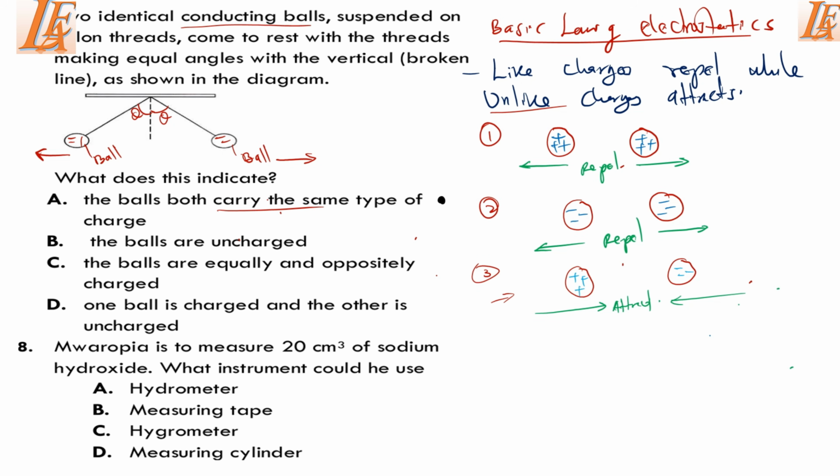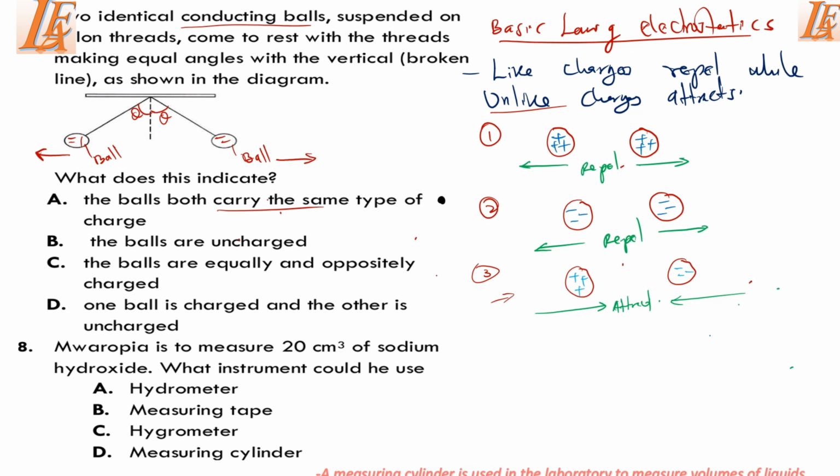The 8th question, Maropia is to measure 20 cubic centimeter of sodium hydroxide. What instrument could he use? A, hydrometer, B, measuring tape, C, hygrometer, and D, measuring cylinder.